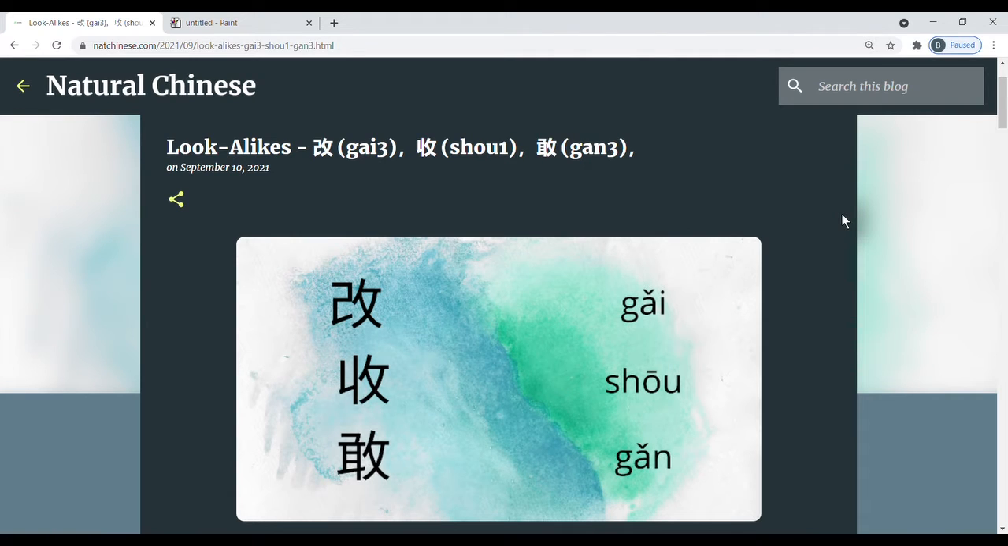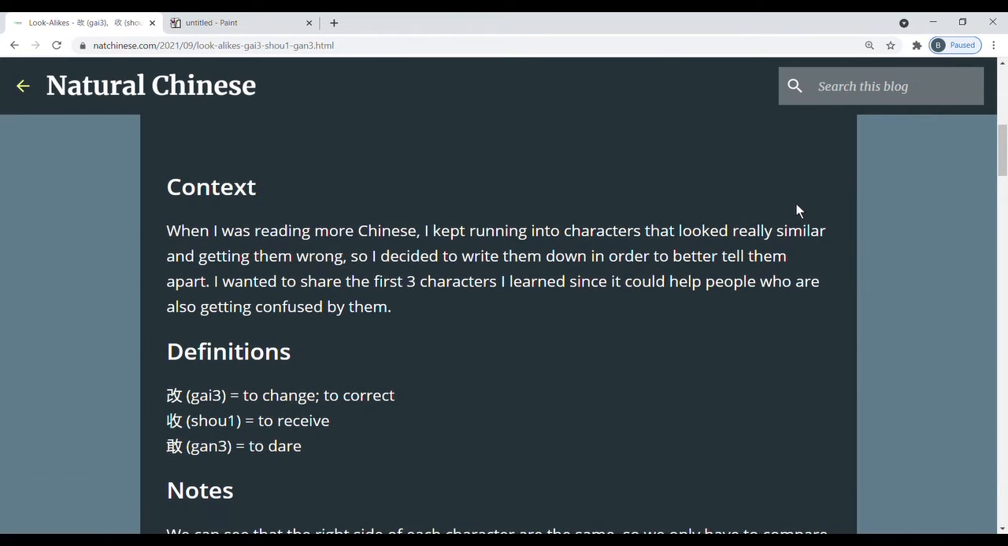Okay, today I wanted to go over some characters that look really similar. Some context on this post: when I started reading more Chinese, I started running into characters that looked really similar and I kept getting them wrong. So to better tell them apart, I decided to write them down because I was encountering them so many times.